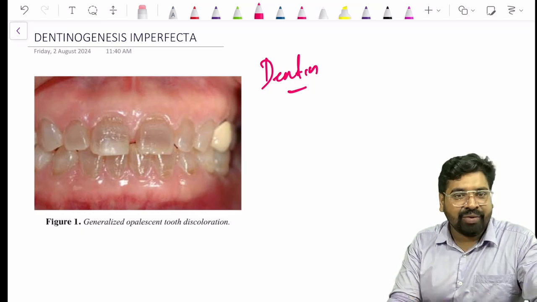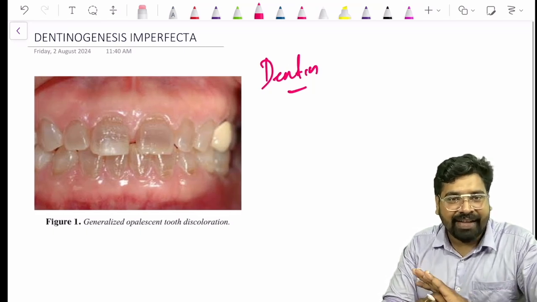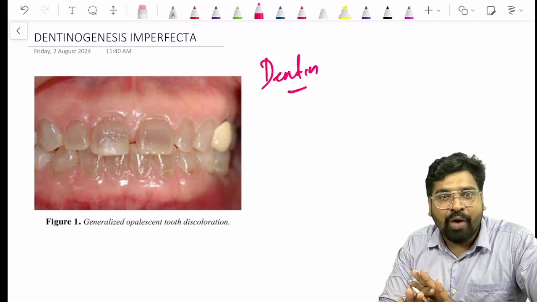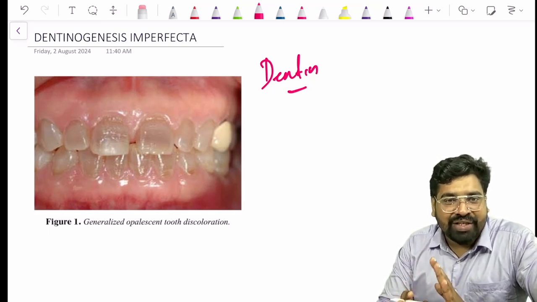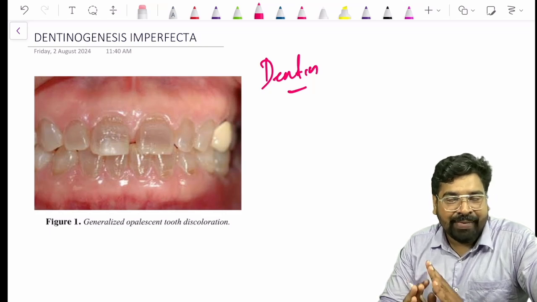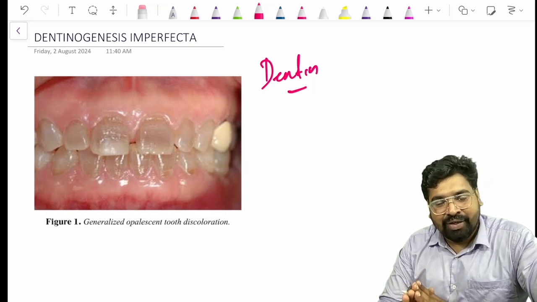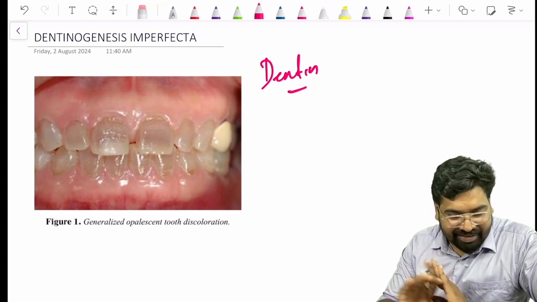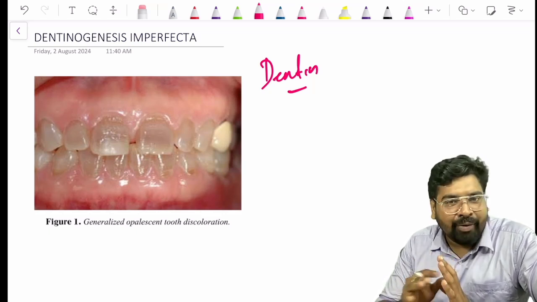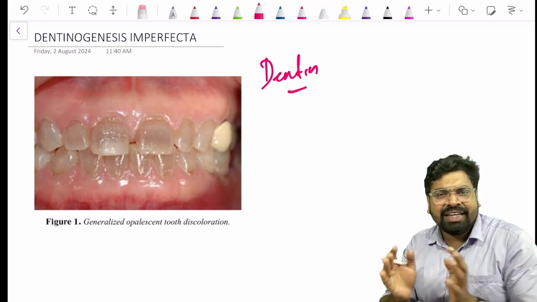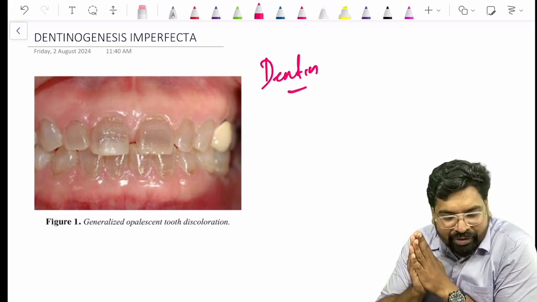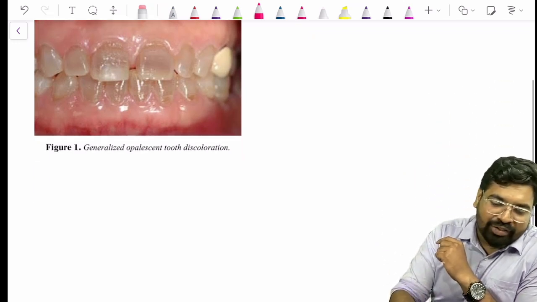See this tooth, you can see this picture. It is completely brownish. It is brownish in color because of the defect in your dentin, not in your enamel. This brownish tooth we call hereditary opalescent tooth, opalescent in color, opalescent hue. So let's see dentinogenesis imperfecta.